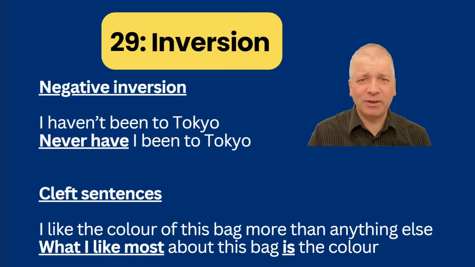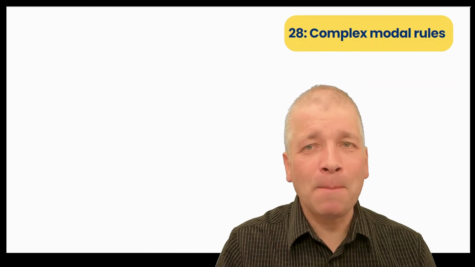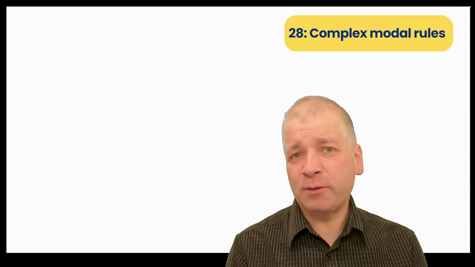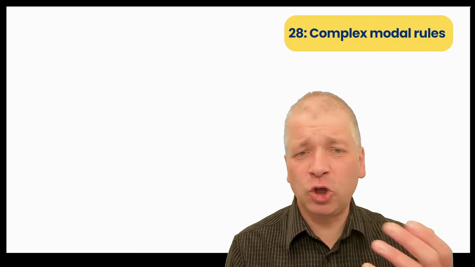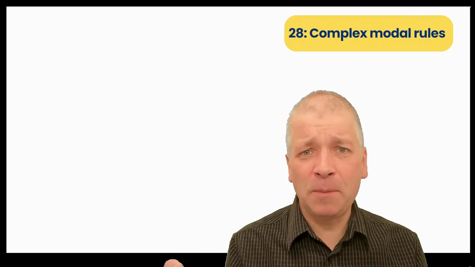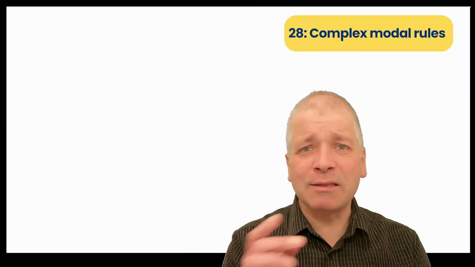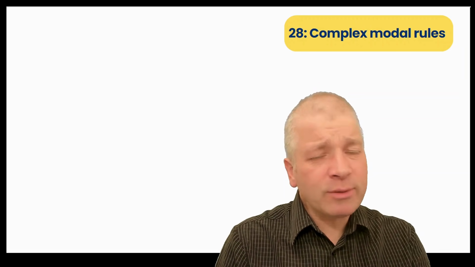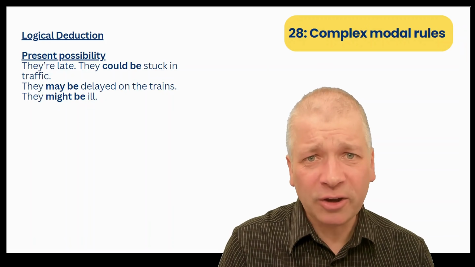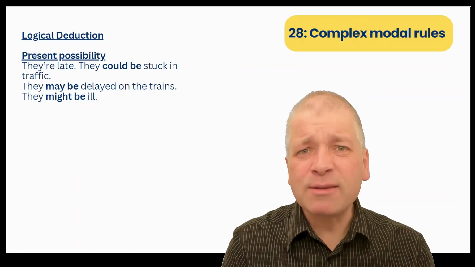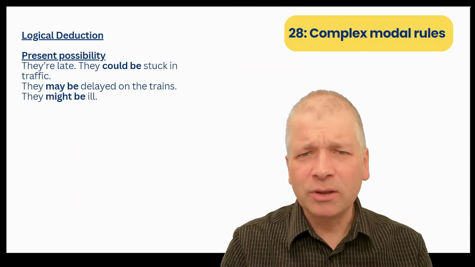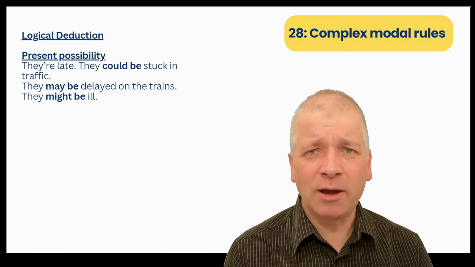of this sentence. 28 is complex modal rules. Now, we're all familiar, once you reach an advanced level of English, with words such as could, or may, or might, must, have to, for various purposes. But then there are some complexities in how we use them. I'm just going to share one example with you here. One example is with logical deduction. For example, with present possibility, we could use could be, may be, or might be. They're late. Why? They could be stuck in traffic.